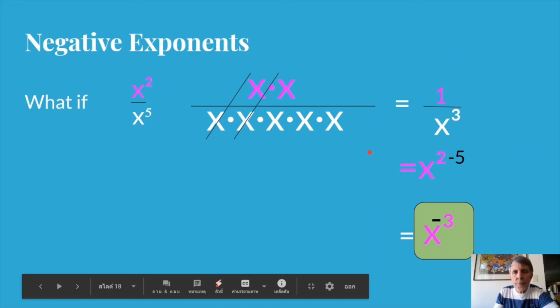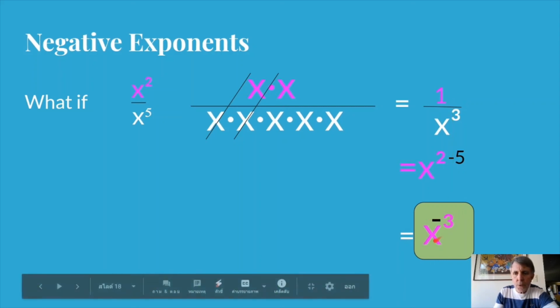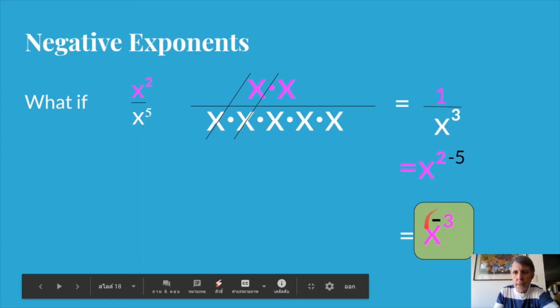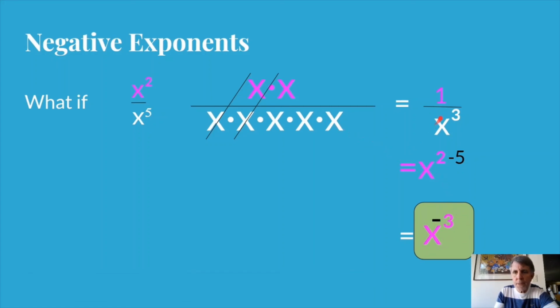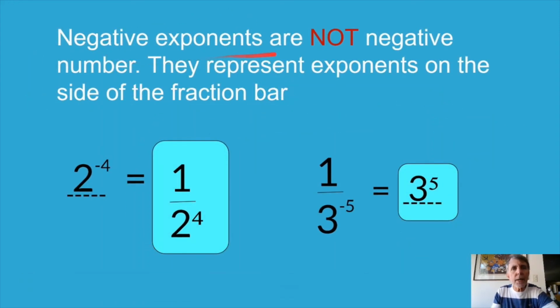It means nothing about a negative number. It just means that this x is on the bottom of the fraction. If x cubed is on the bottom of the fraction, if we move it up to the top of the fraction, you'd see it has a negative sign. So we can imagine an invisible fraction bar here. This moves up and it changes its sign on the exponent. But x to the negative 3 is the same as 1 over x to the third. So the negative exponents are not negative numbers. They represent exponents on the other side of the fraction bar.